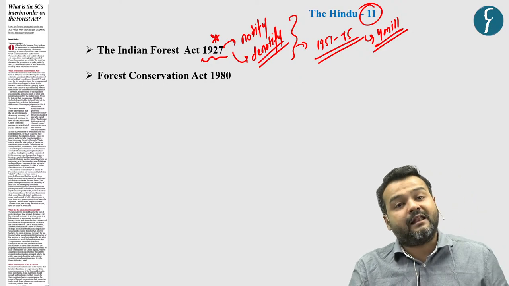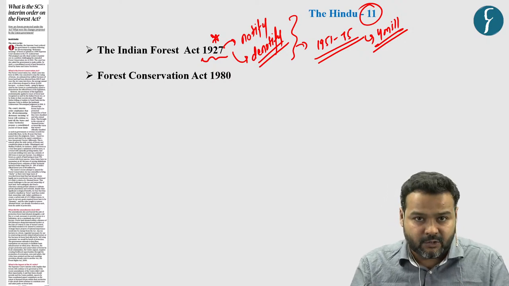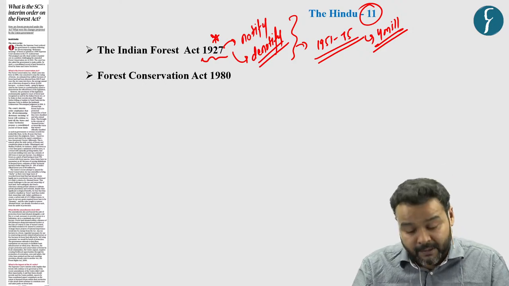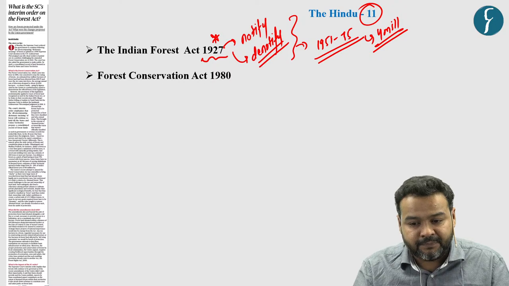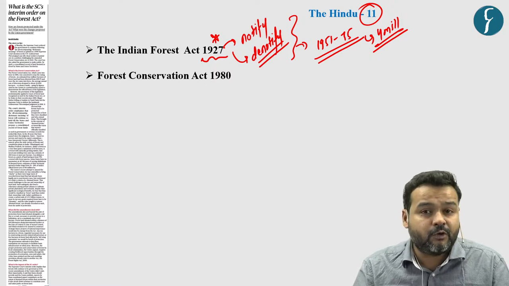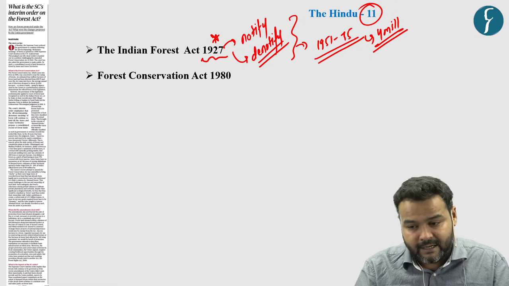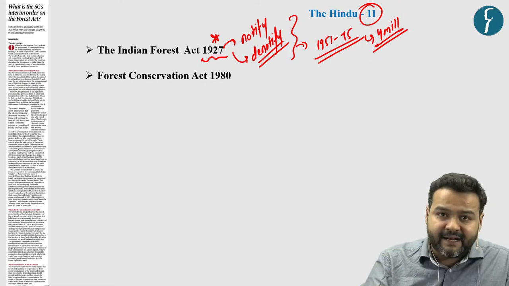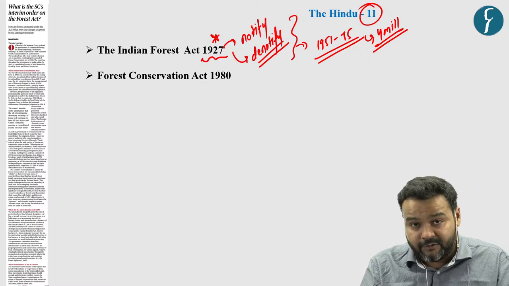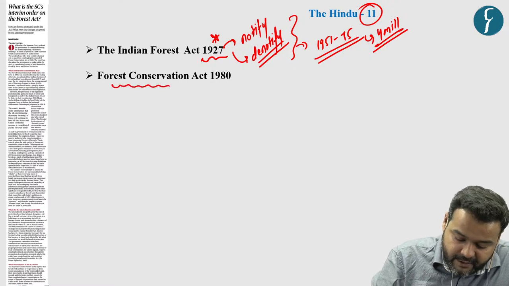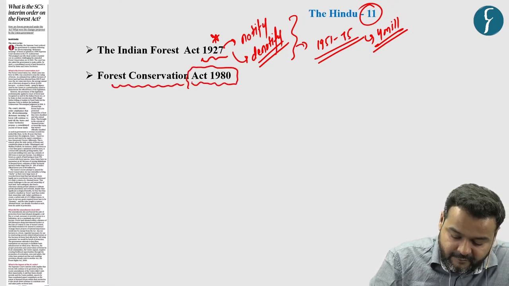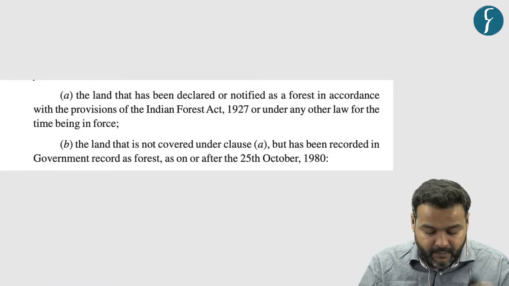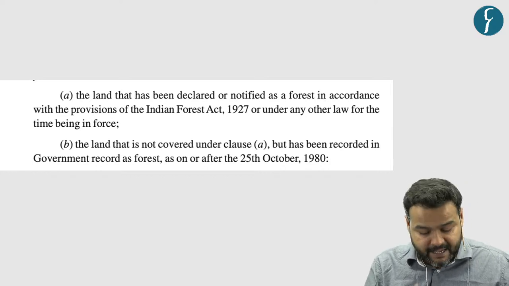Now the government was alarmed, and clearly understood that at this pace, soon we will be devoid of any kind of forest, because in a matter of just 20-25 years, we lost 4 million hectares of forest, converted for non-forest use. So to mitigate this and to curb this rate of deforestation, the Government of India came up with the Forest Conservation Act of 1980. It had two provisions, basically A and B.